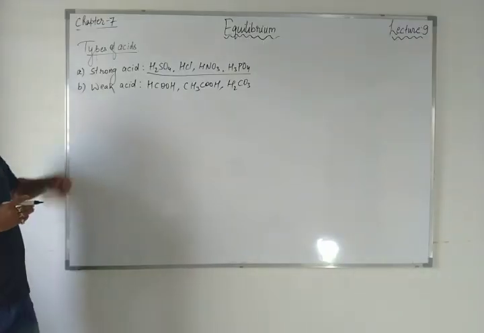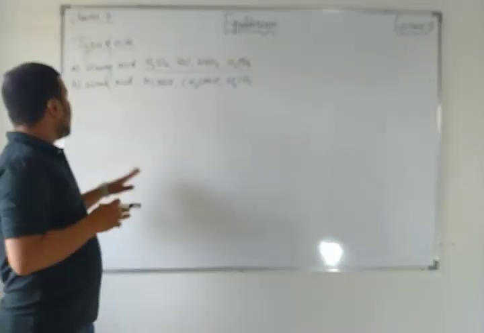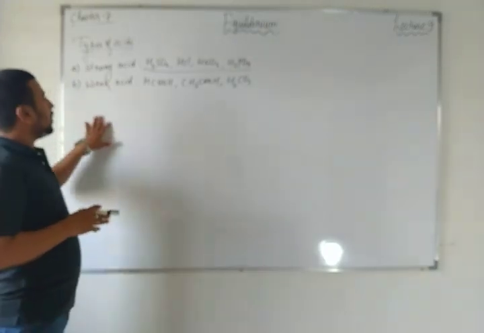So according to the strength, as I have told you, there are 2 types of acid: strong acid and weak acid. Here we have to learn only this type of acid, but according to the concentration, there are also 2 types of acid. One is concentrated acid, and another is diluted acid.